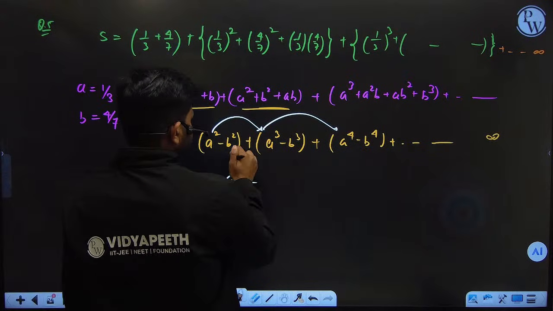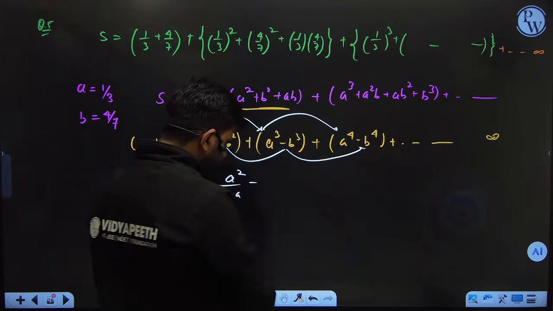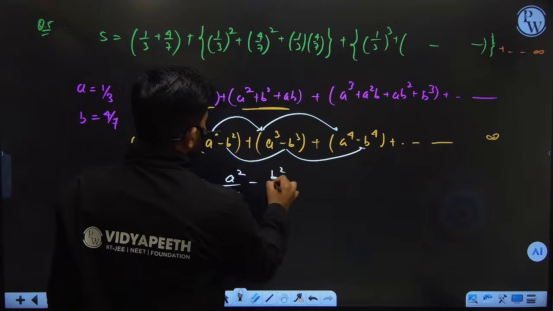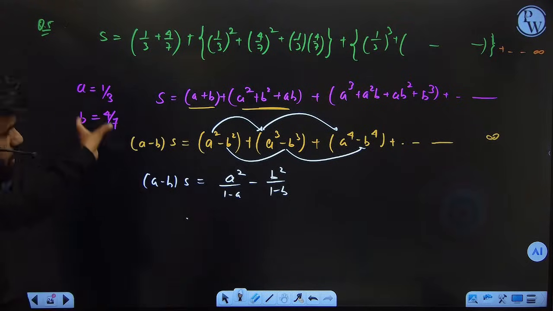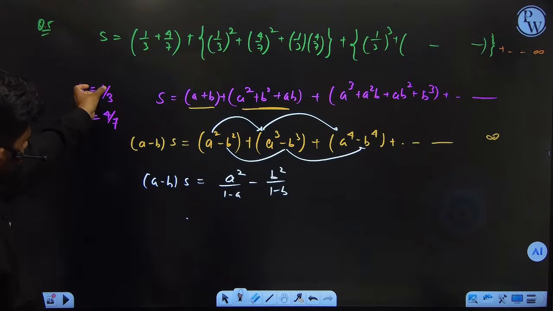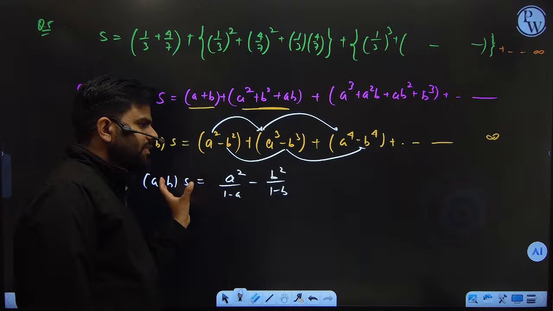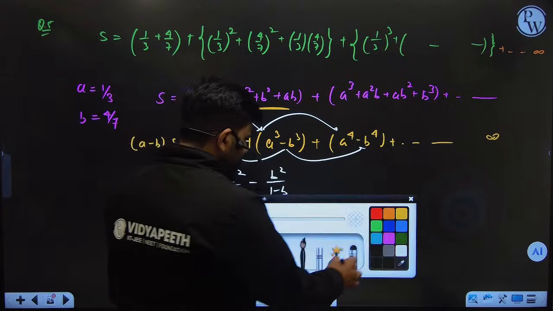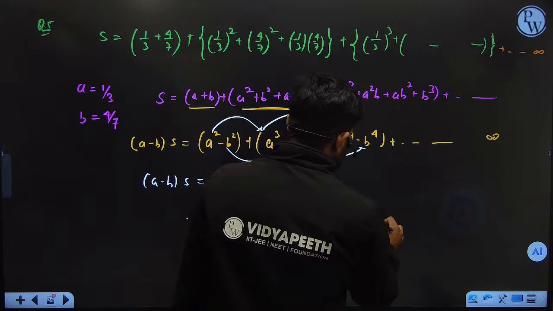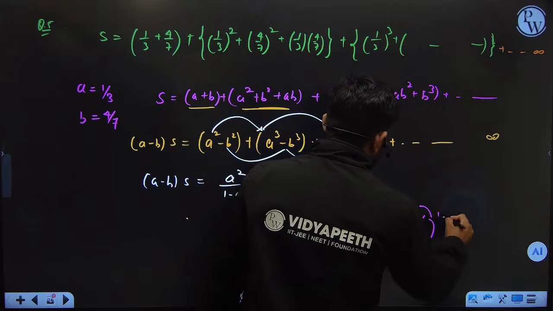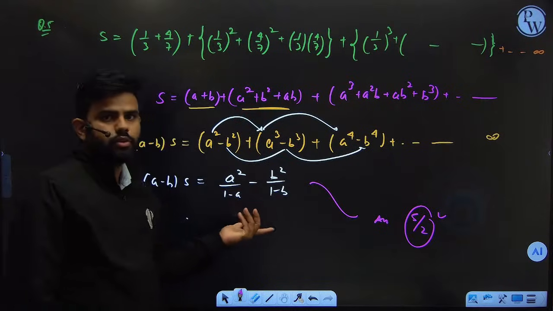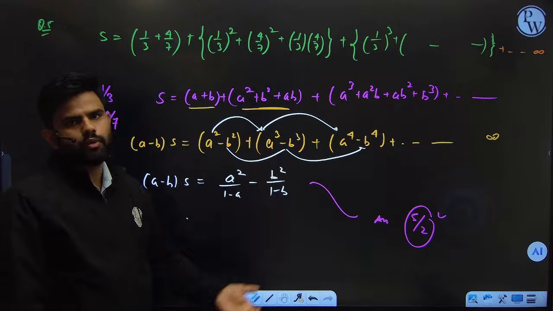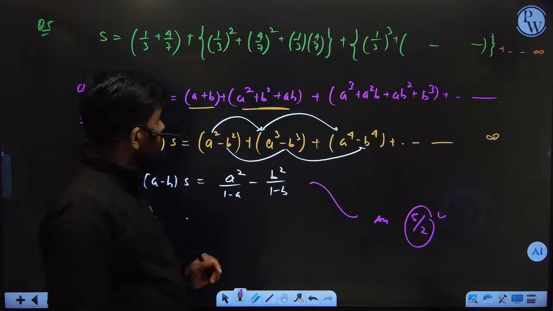Similarly, the B terms also form an infinite GP, so it is B square upon 1 minus B. So now you just need to put in the values. Put A and B, 1 by 3 and 4 by 7. Now it is a very simple calculation, and I think the final answer is going to be 5 by 2, right? You can cross verify, I am not doing the calculation. So this is again a very standard question, and it is easier in terms of calculation also. So this is our fifth question. Now we'll take one more question.